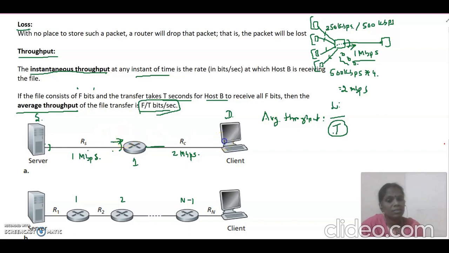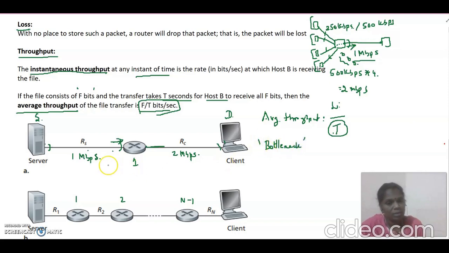So the receiver will receive the data at the rate of only 1 megabit per second. Here the throughput is based on 1 megabit. So now what is the thing here? The throughput is heavily based on the narrowed link, the smallest bandwidth, limited bandwidth link, or bottleneck link. I can call it a bottleneck link.